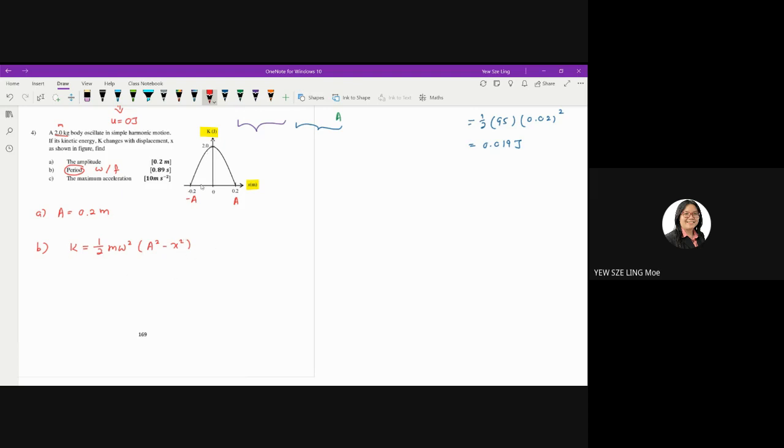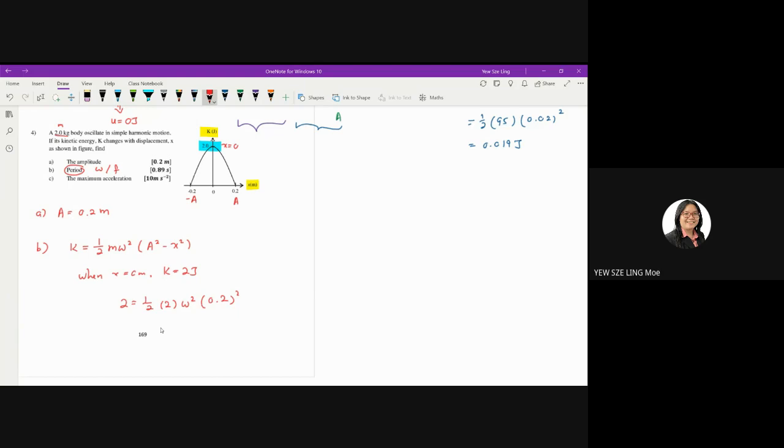According to the graph, we have the value of K at just the maximum point, so at this position my x is equal to 0. When x equals 0, my K is equal to 2 joule. Therefore, I plug it into the equation: 2 equals 1/2 times 2 kg times omega squared, and my A is 0.2, so 0.2 squared. Because x is equal to 0, it is straight away A squared.